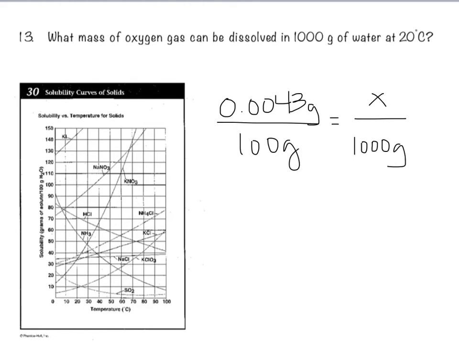Well, basically all you end up doing to solve for this is cross multiply. So it's going to be 0.0043 times 1,000 divided by 100. When you do that and solve, you get 0.043 grams of oxygen.